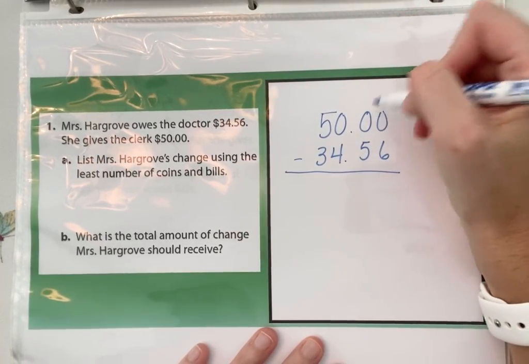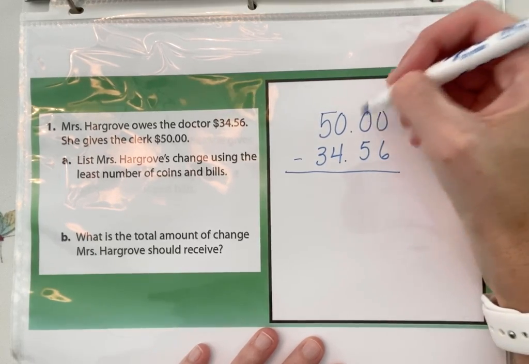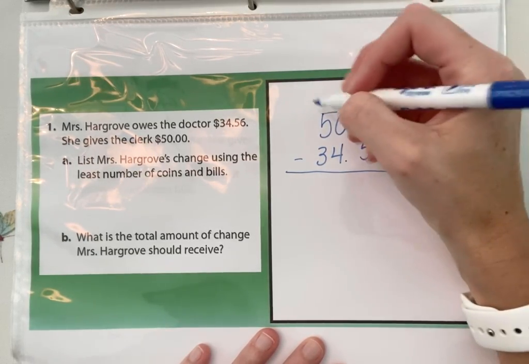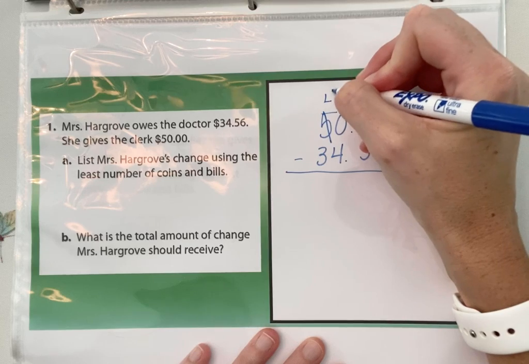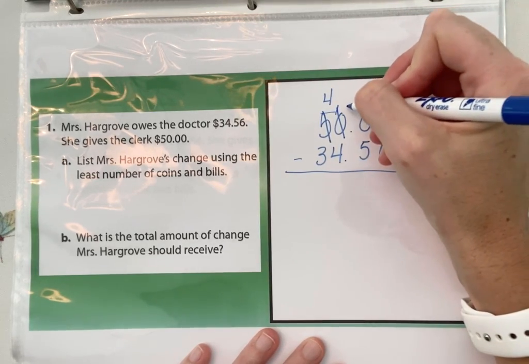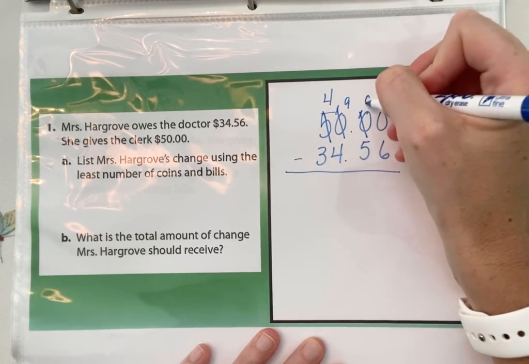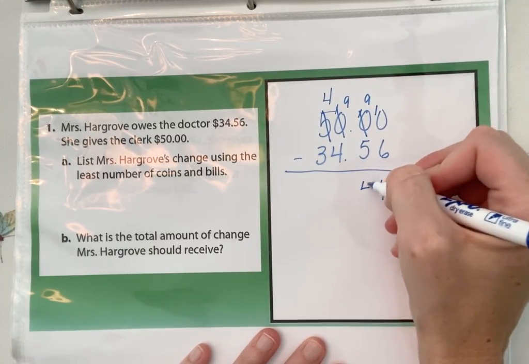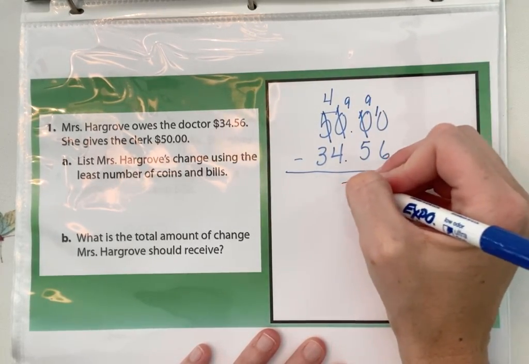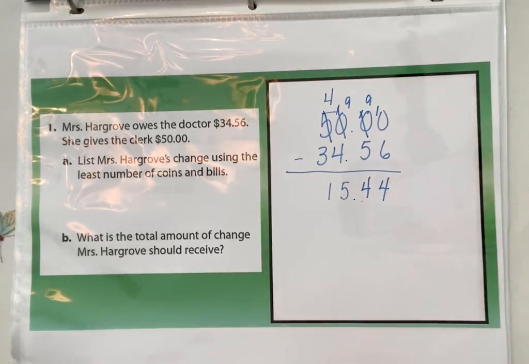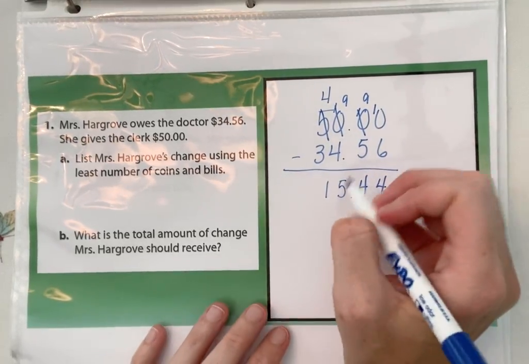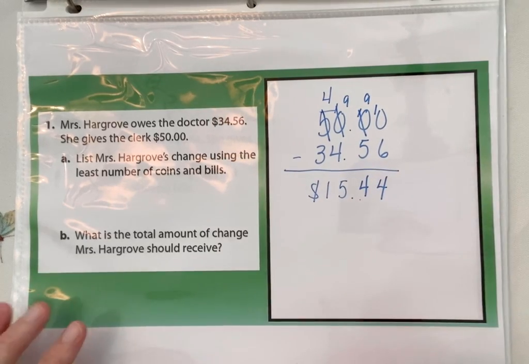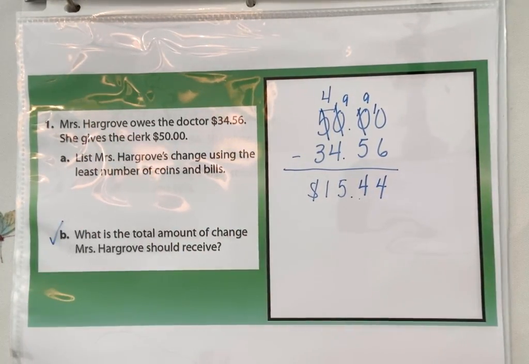We don't have enough to borrow from our tenths. We don't have enough to borrow from our ones, so we're going to come here and borrow from our tens. Now I have enough to borrow. 10 minus 6 is 4, 9 minus 5 is 4, 9 minus 4 is 5. So she has $15.44 change. I've actually answered part B first. What is the total amount of change she should receive?